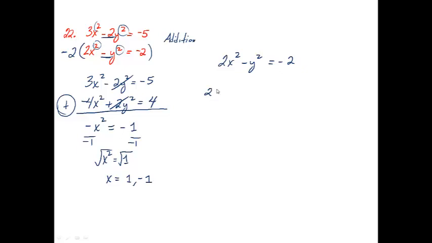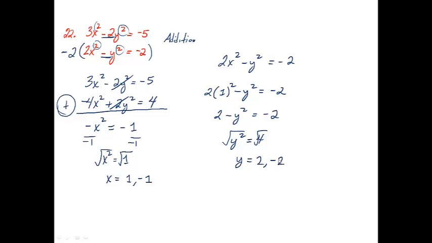So I have 2 times 1 squared minus y squared equals negative 2. So that's 2 minus y squared equals negative 2, which means y squared equals 4. So then you've got to take the square root on both sides, and you have y equals 2 as well as negative 2. Okay, so right now I know I have answers (1, 2) as well as (1, negative 2). But that was only when x was 1. Don't forget x is also going to be negative 1.